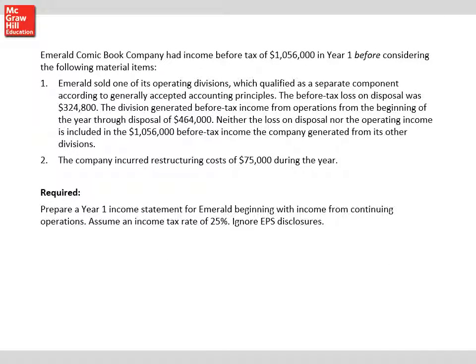In exercise 4.7, again, the company had before tax income. Now they have before tax $1,056,000 before considering the following material items. They sold one of its operating divisions, which qualified as a separate component according to GAAP. The before tax loss on the disposal was $324,800. The division generated before tax income, and that'll happen. Not all places that you're selling are operating at a loss. Okay, from operations from the beginning of the year through the date of sale, disposal, $464,000.